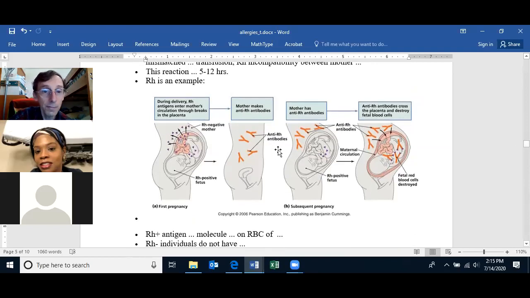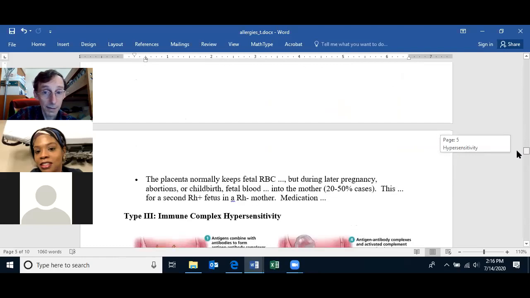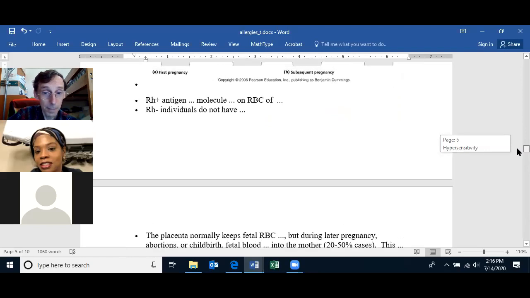So let's go through the Rh example. The mother is Rh negative and the father is Rh positive. So the baby can be Rh positive. If the father is Rh positive and Rh negative, the baby can be Rh negative. But if the father is Rh positive, the baby will be Rh positive. The first baby that's born that's Rh positive to an Rh negative mother isn't a problem. But the trouble is that blood from the Rh positive baby can leave the baby and go into the mother. And that's seen as high as maybe 50% of cases, meaning pregnancy.